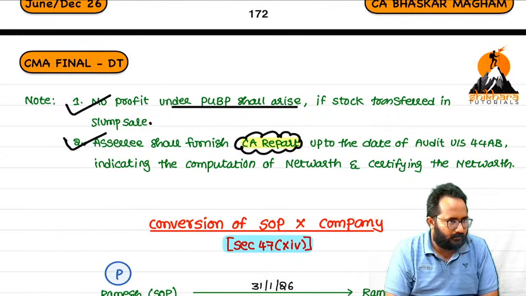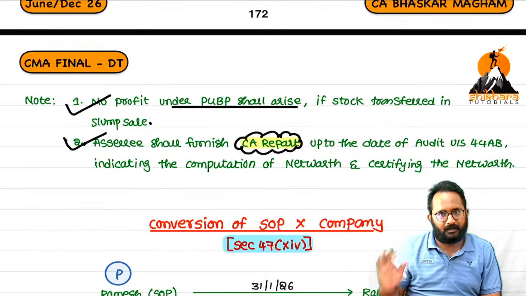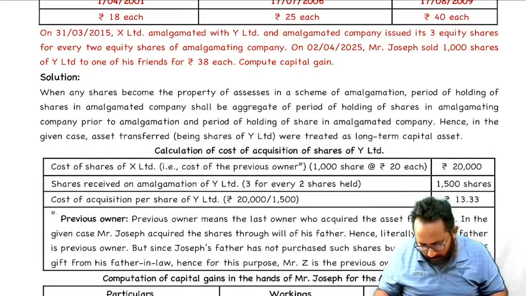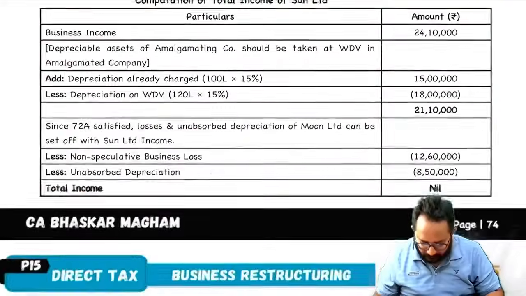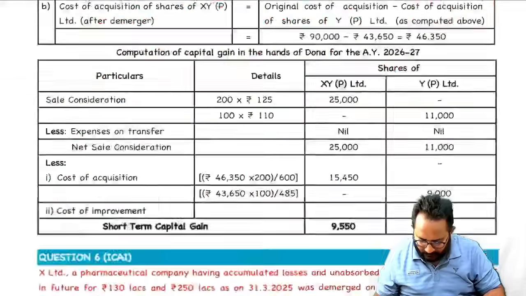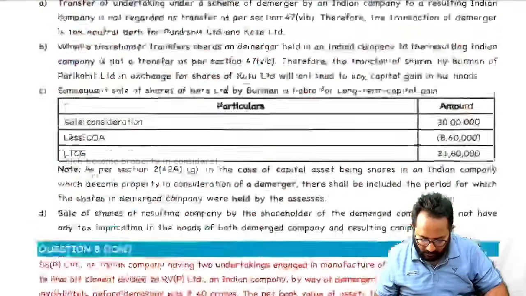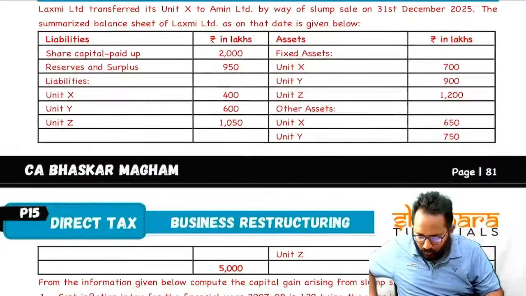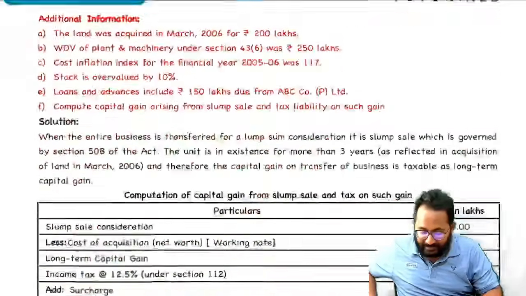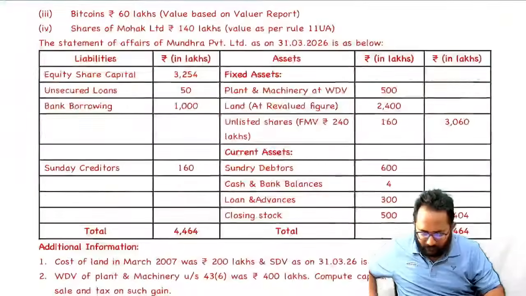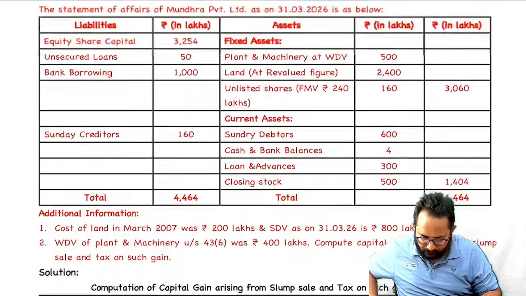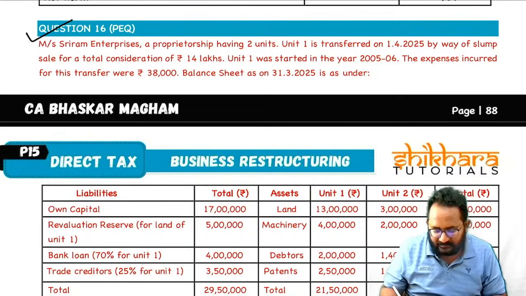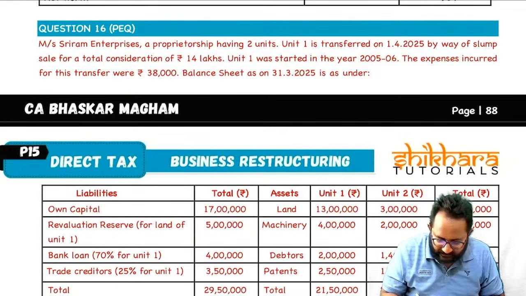Now I will tell you 3 to 4 questions here. All questions we can try to do roughly, but in the exam please present everything clearly. Workbook you can open. Slump sale questions will start from question number 9. Now I will directly start the big question, FMV1 and FMV2 question only. Question number 16 I will start directly.